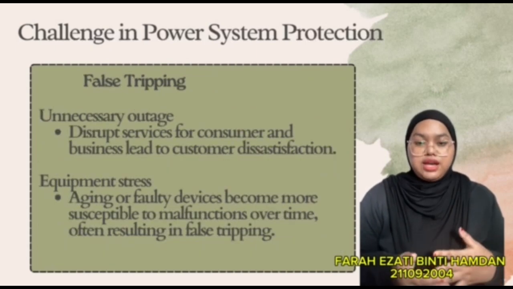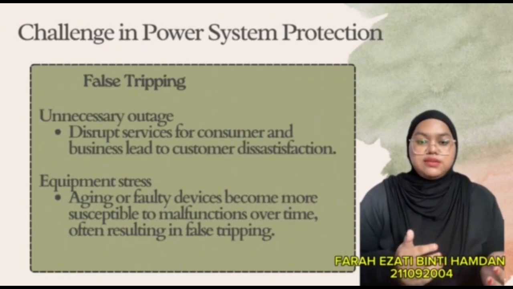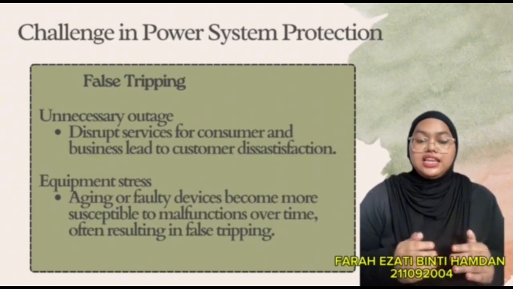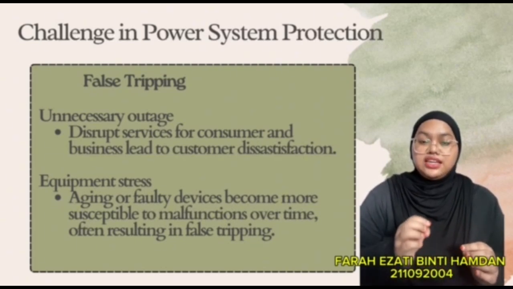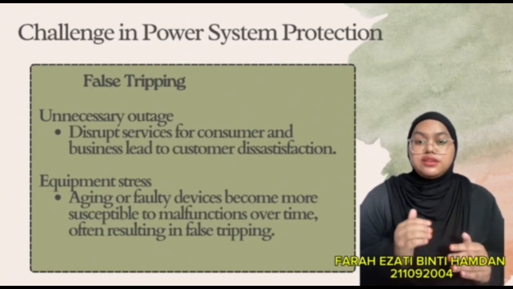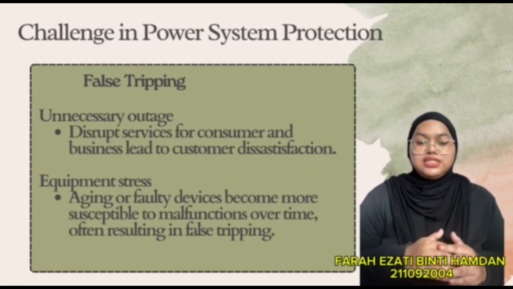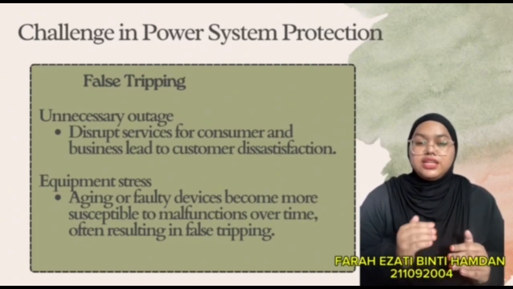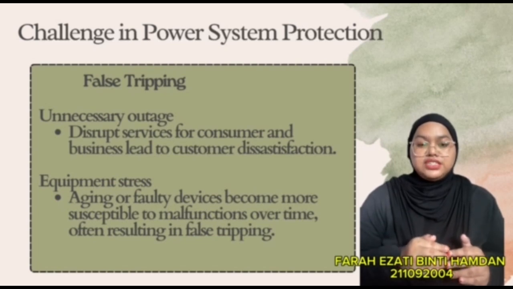For the second one, false tripping in power system protection is a significant challenge that can lead to unnecessary outages and equipment stress. The occurrence of unnecessary outages in areas without an actual fault can disrupt service for customers and businesses. These frequent outages can damage the credibility of the power provider and lead to customer dissatisfaction.